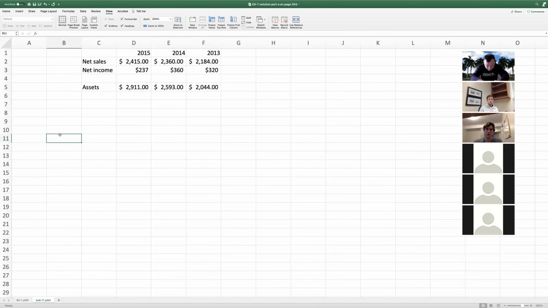First one. Calculate asset turnover. Can anyone tell me how to calculate asset turnover? What's the formula?